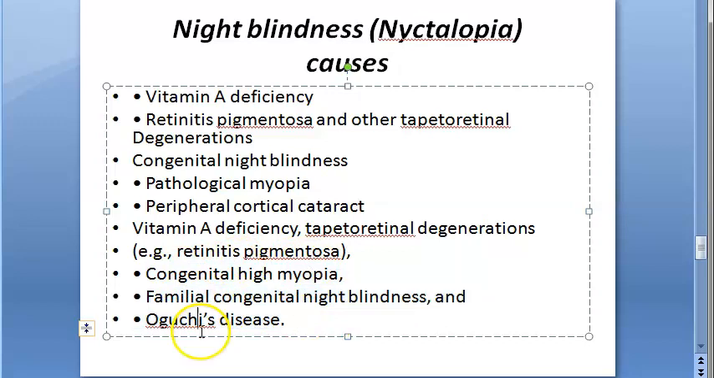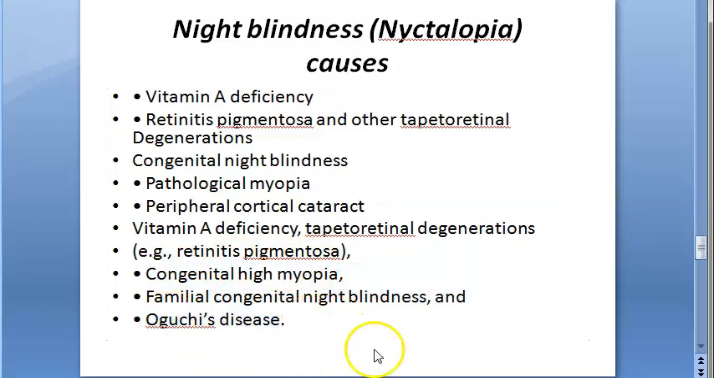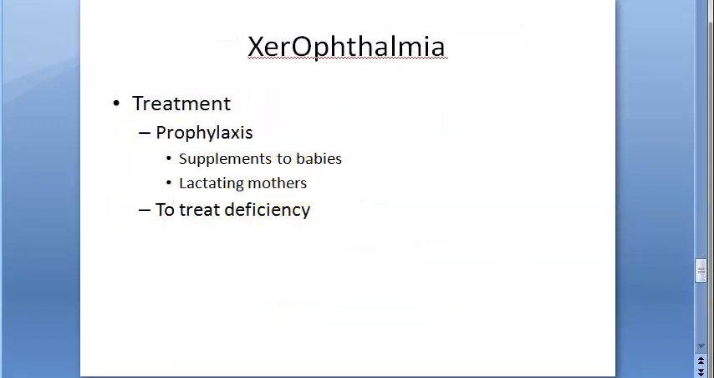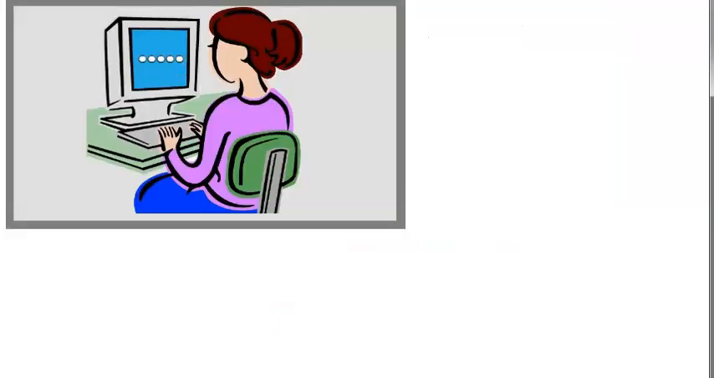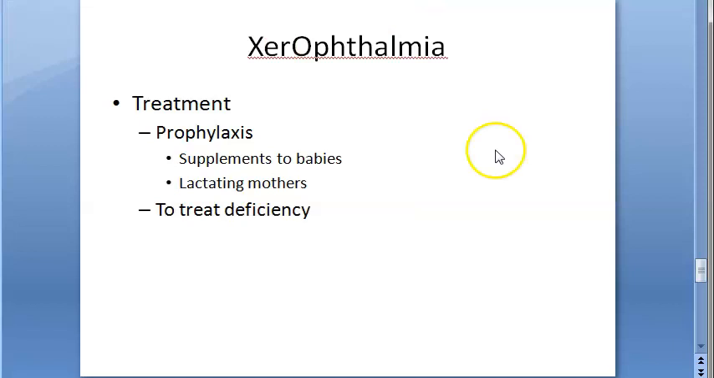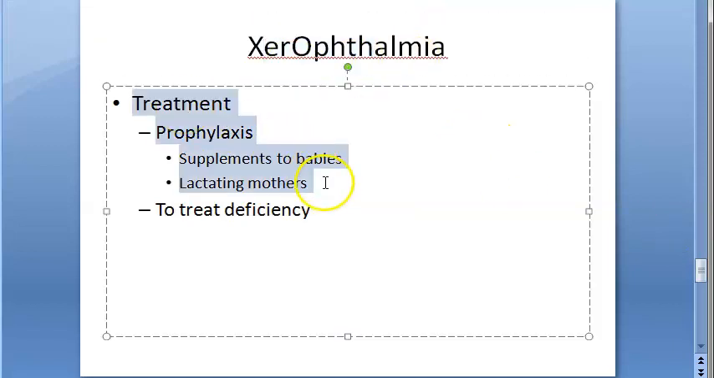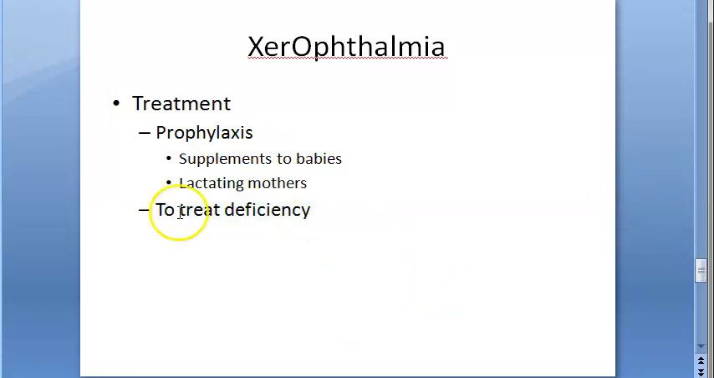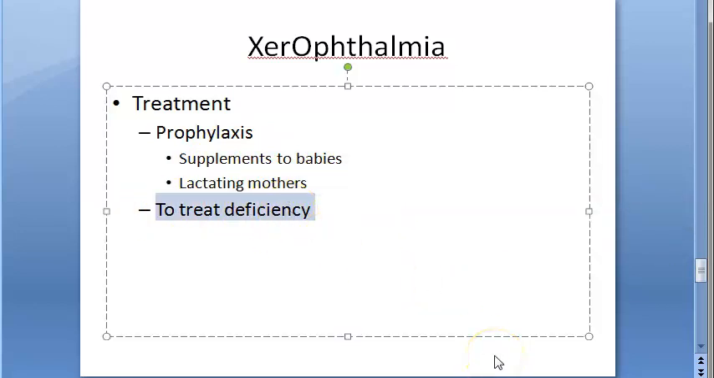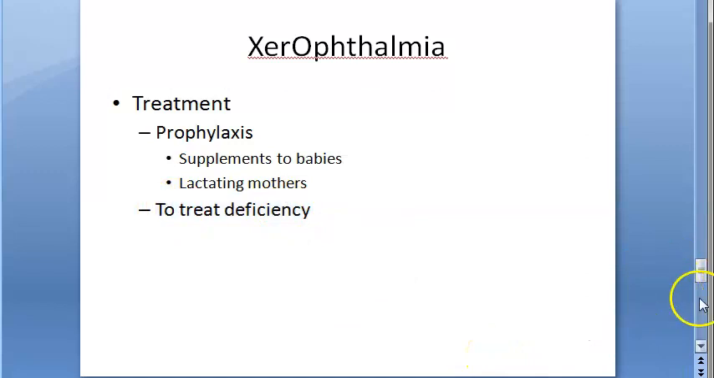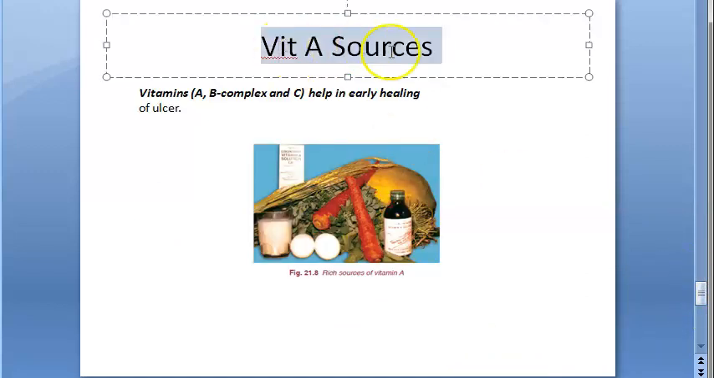Okay. Sometimes Aguchi's disease. So a lot of reasons are there for night blindness. Don't jump to vitamin A deficiency only. Xerophthalmia, what is the treatment? Basically, you'll have to give prophylaxis. It's a preventable blindness, so you'll have to give a lot of vitamin A supplements to babies and to lactating mothers also. And if there is deficiency, you will have to give some supplements again to treat this deficiency as a curative. So what are the sources of vitamin A?